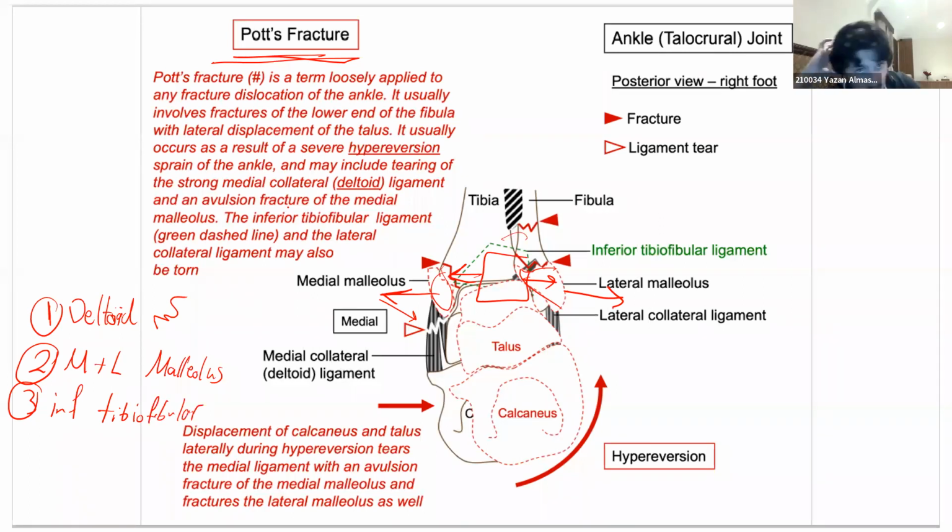Let's repeat it. In Pott's fracture, first of all, we have a fracture, and we have hypereversion. Hypereversion will lead to three things. The medial or deltoid ligament is affected. If the deltoid ligament or any of the four ligaments that make it up is mentioned, both are correct. The second thing, you're going to have the medial and lateral malleolus fractured. And the third thing is the inferior tibiofibular ligament affected. Does that make sense?